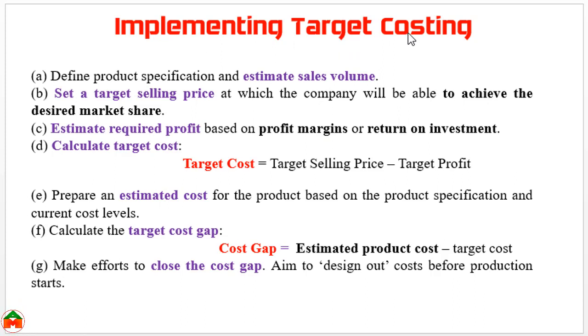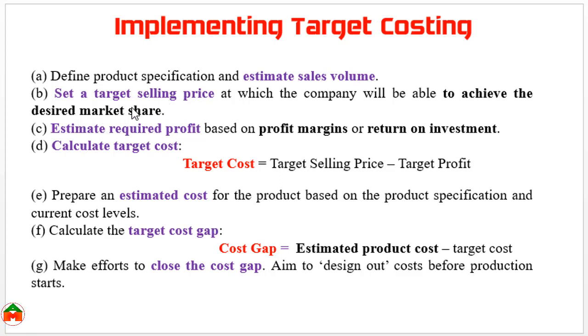I mean, if we are interested to implement a target costing system, then there are some steps. The first one is we need to define product specification and estimate sales volume. I mean, we need to know how much we can sell. Then we need to set a target selling price at which the company will be able to achieve the desired market share. I mean, if you want to capture the market share, what price can be accepted by the prospective customer? That target selling price should be set or determined before producing the product.